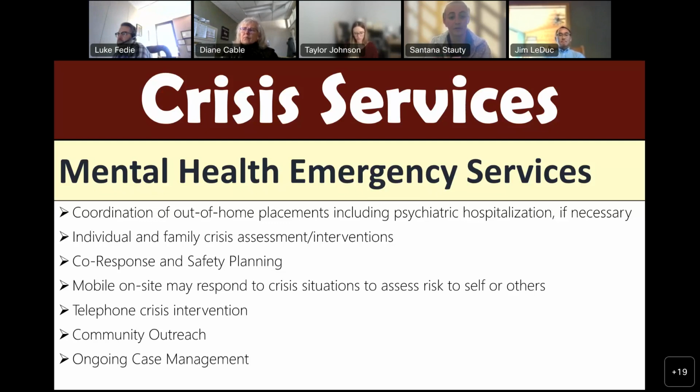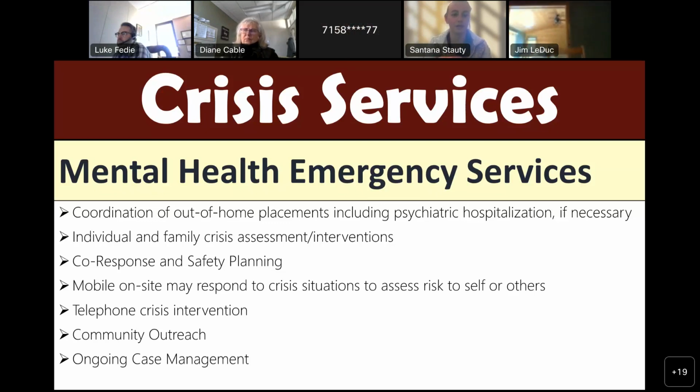Question on that, how does 988 feed into that now? Yeah, that's a very good question. So with the rollout of this year, they do their own crisis assessments. However, if they feel an individual is meeting the need of hospitalization, they do transfer that phone call over to Northwest Connections.